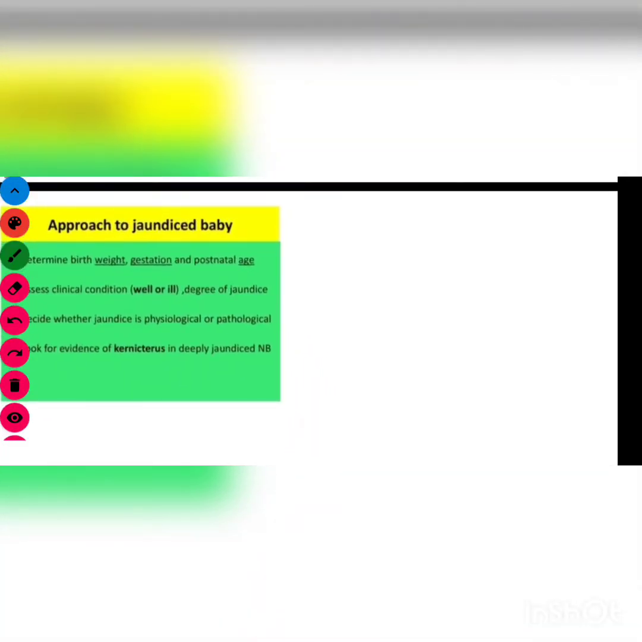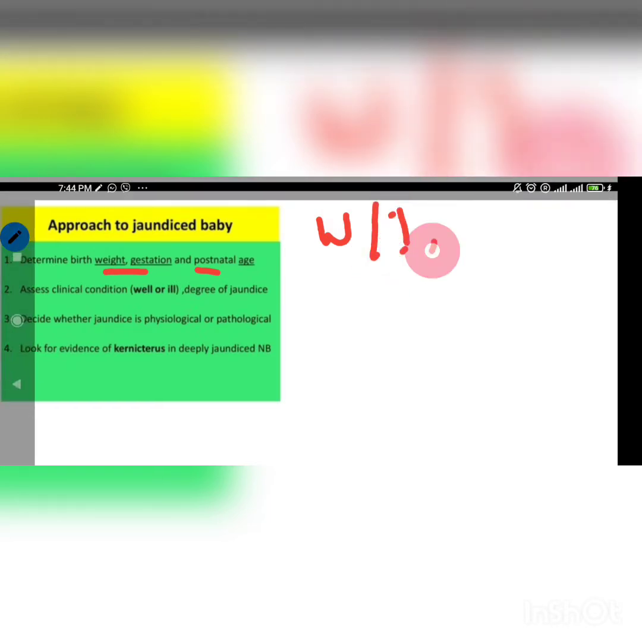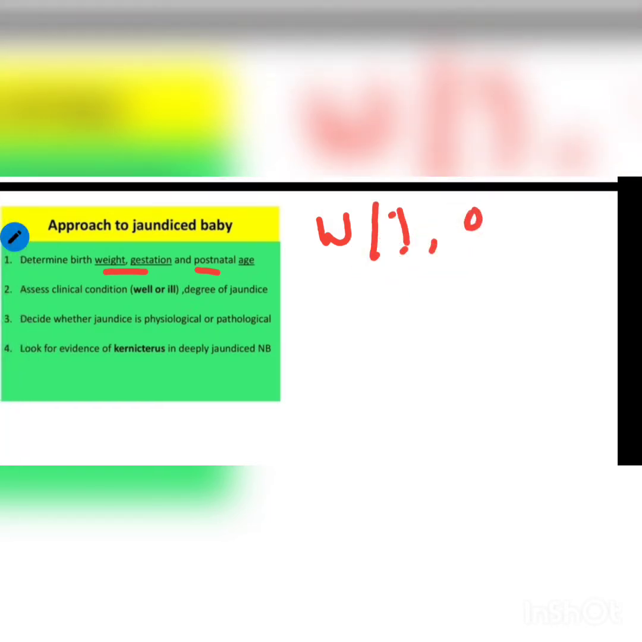So, approach to the jaundice baby. Determine first the body weight, birth weight, gestation, and the postnatal age, and assess the clinical condition, well or ill, and the degree of the jaundice. Decide whether the jaundice is physiological or pathological. Look for evidence of kernicterus in deeply jaundiced newborn.